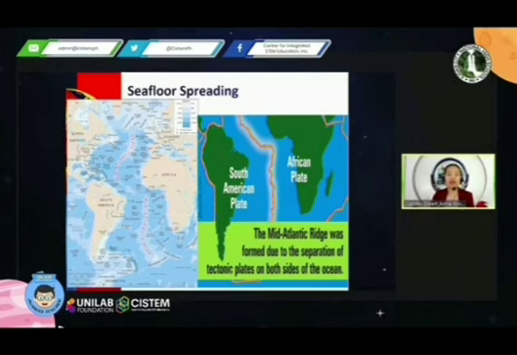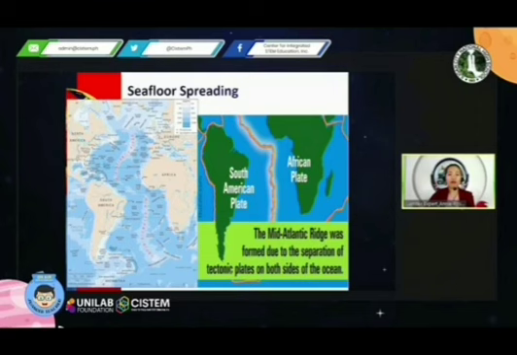Right, all right. So yung mid-Atlantic ridge na yan ang simula ng pag-iisip kung meron ba talaga siyang connection, meron ba talaga siyang answer doon sa theory ni Alfred Wegener na hindi na-accept ng scientific community. So here, in the picture, you have the mid-Atlantic ridge formed due to the separated tectonic plates on both sides of the ocean. All right.